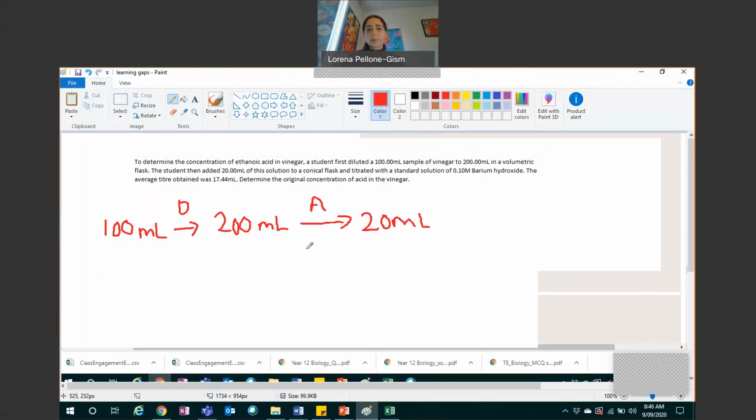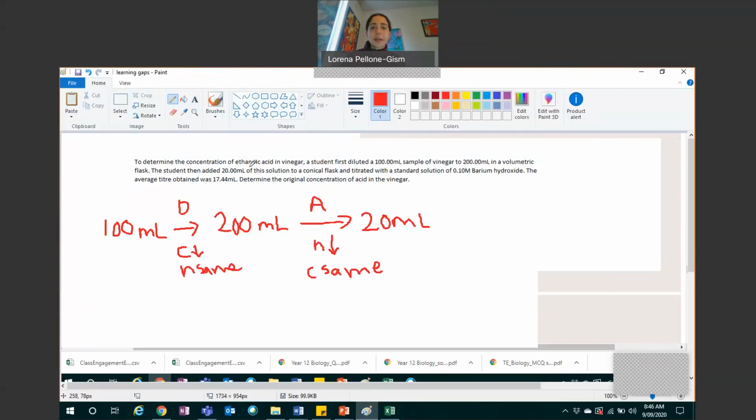And let's just remember what happens during a dilution and an aliquot. So during a dilution, the concentration goes down, but the moles stay the same. During an aliquot, the moles go down, but the concentration stays the same. This will just really help with the maths that you need to do, your calculations.